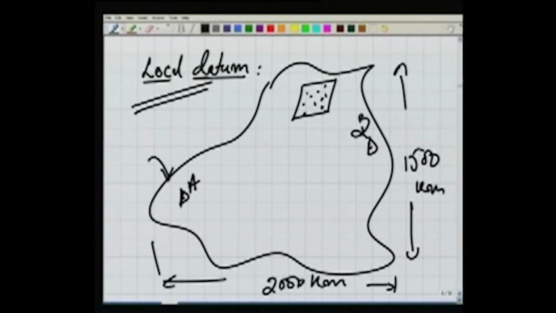For example, I can say there is a wall, and for this wall the height of this point is 0. The moment I say this is 0, that becomes my local datum. There is one geoid here, another one, these are the layers of the geoids. The geoid which is passing through this becomes my reference. All the points in my study area, I am referring to this particular datum. So this is my local datum.